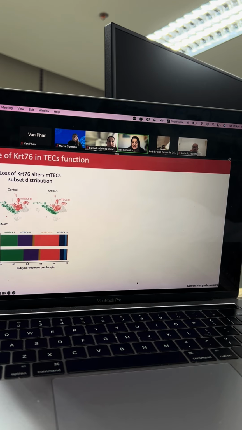But what's the mechanism behind it? How can the loss of a keratin, a suprabasal keratin, be leading to this loss of expression? Well, it seems that there is a change in the proportion of the different mTECs. You have more undifferentiated mTECs and fewer mTEC3, which are the mTECs that are the corneocytes.